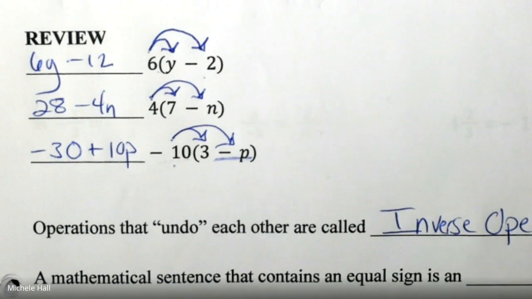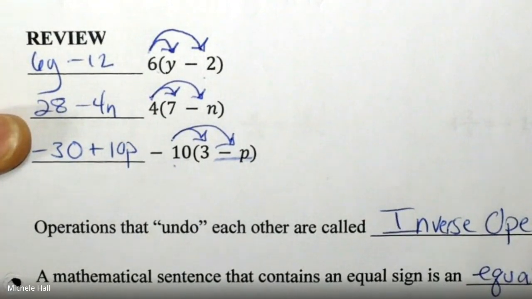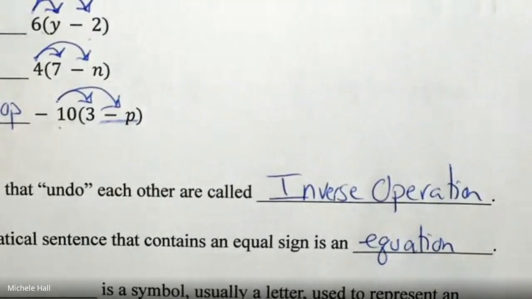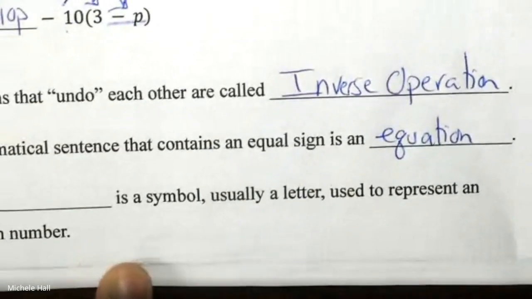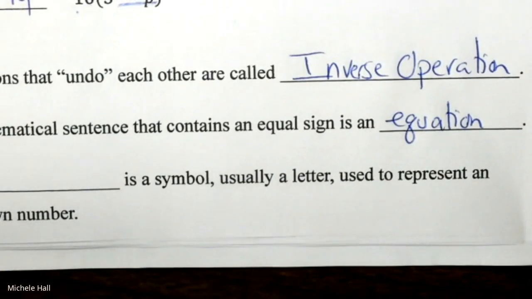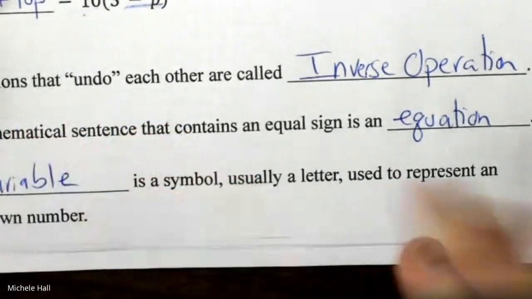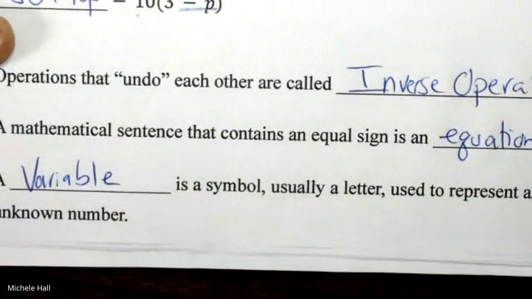A mathematical sentence that contains an equal sign is an, what do we call a math sentence that has an equal sign? What are we trying to solve? We're solving equations. A math sentence that has an equal sign is called an equation. A blank is a symbol, usually a letter, used to represent an unknown number. What's it called? Very good. We didn't even have that in our notes, but I wanted to make sure we know that's called a variable. It varies. It can vary.